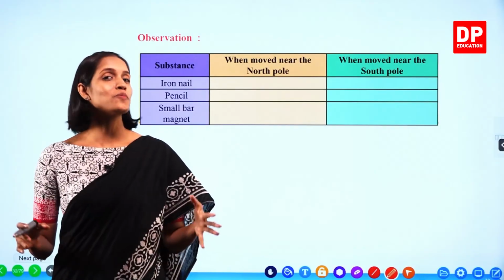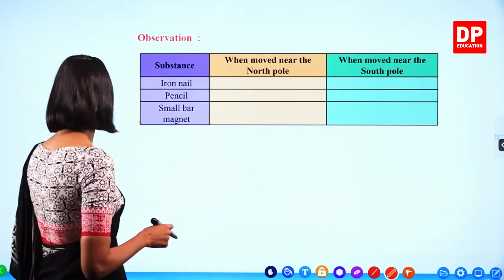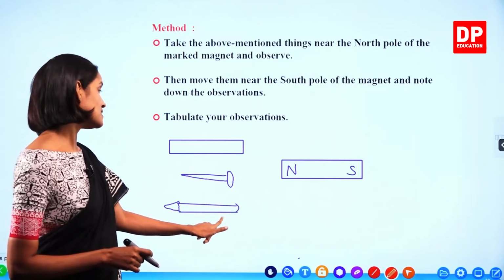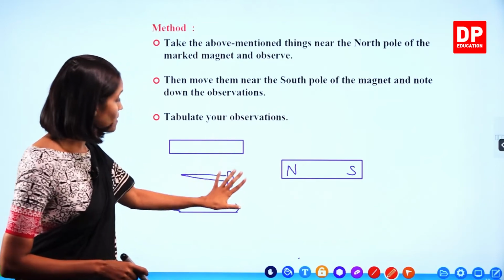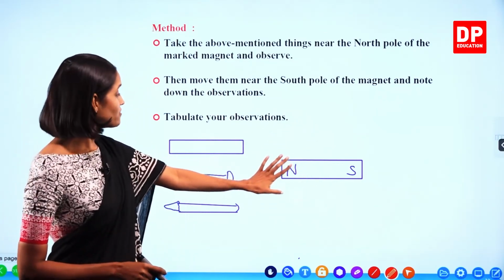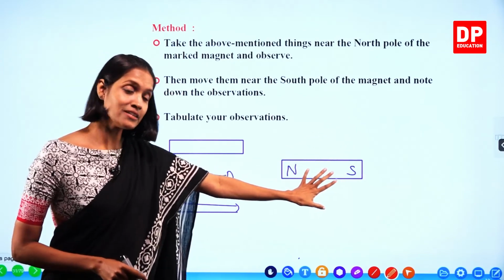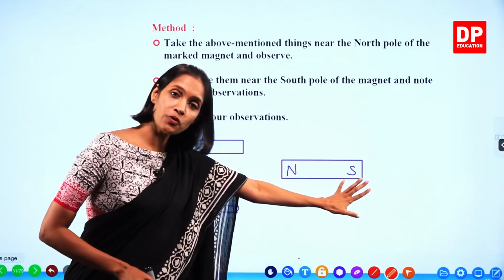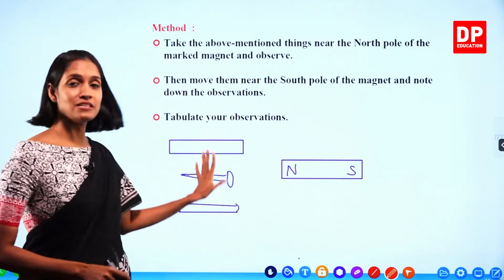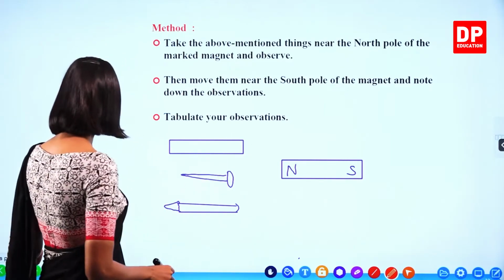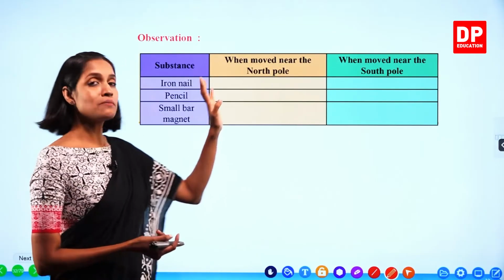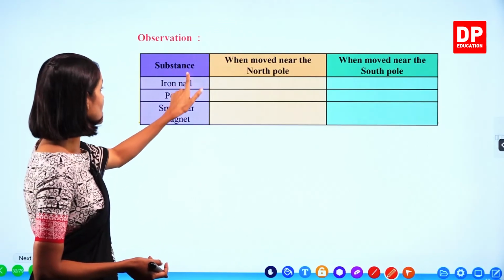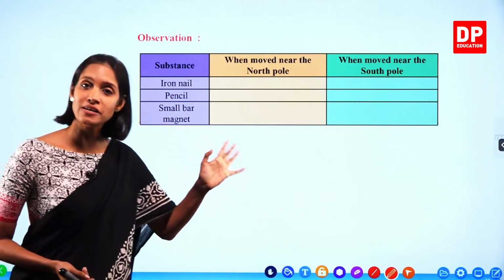Right, children? So you observed what happened. What did we do again? We had to use an unmarked bar magnet, an iron nail and a pencil. We had to check them with a marked bar magnet. So first of all, what we did was we brought the north pole of the marked bar magnet towards each of these objects, and then we brought the south pole of the marked bar magnet also towards these objects. So what did you observe? Shall we write down? So when you brought the north pole of the marked bar magnet towards the iron nail, pencil and small bar magnet, what happened, children?